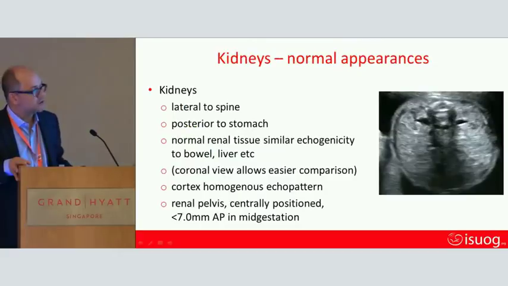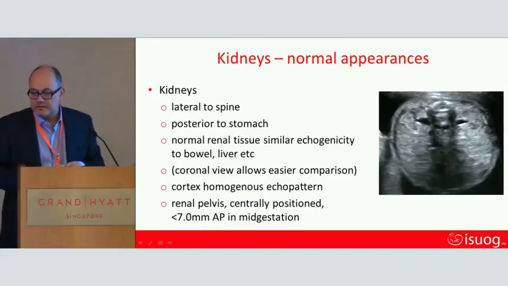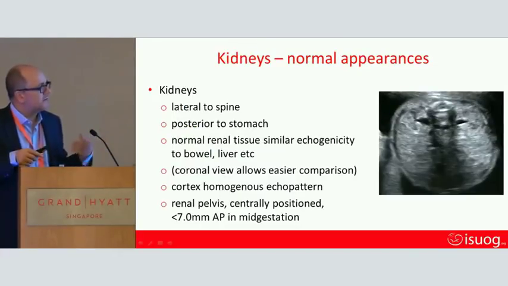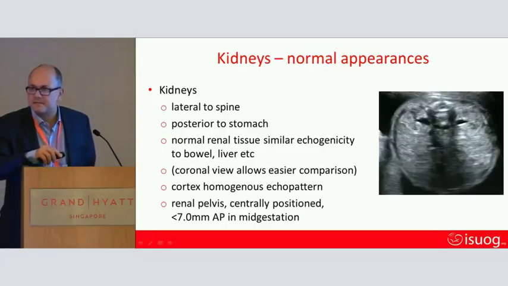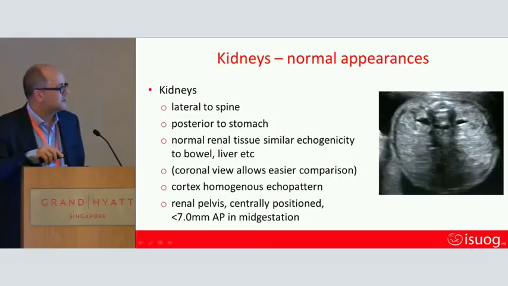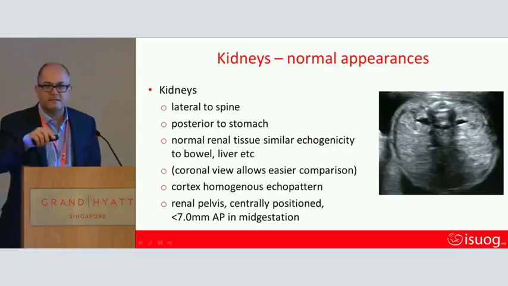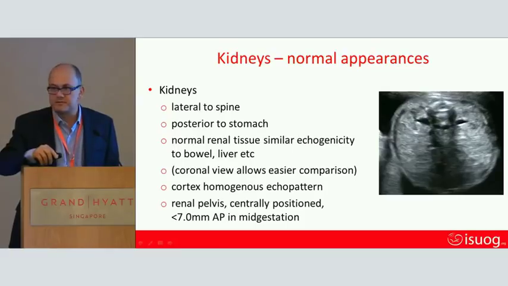So in order to make sure that your kidney is normal, you see them laterally to the spine. They're just posterior to the stomach. And you can see this normal tissue, which is quite similar to the bowel. So the kidneys can be sometimes a little bit difficult to see, especially in the early second trimester. And the cortex is nice and homogeneous, so it's all the same color roughly. And the renal pelvis is here. If you measured that distance, there would be less than 7 millimeters at about 20 weeks of gestation.